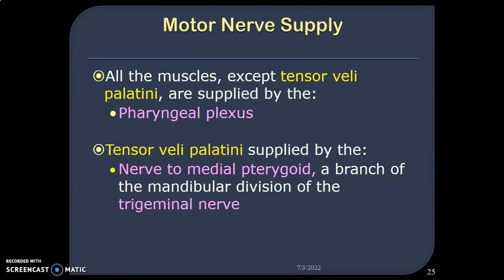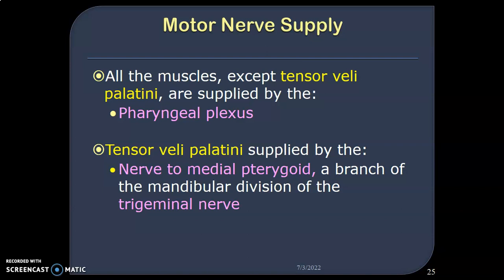All muscles of the palate are supplied by the pharyngeal plexus except tensa veli palatini, which is supplied by nerve to medial pterygoid, which is a branch of the mandibular division of the trigeminal nerve. Remember, we said all muscles of the tongue are supplied by hypoglossal except palatoglossus, which is supplied by the pharyngeal plexus. Now we're talking about the palate.